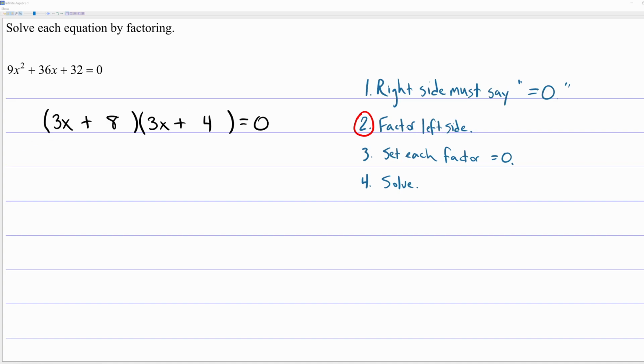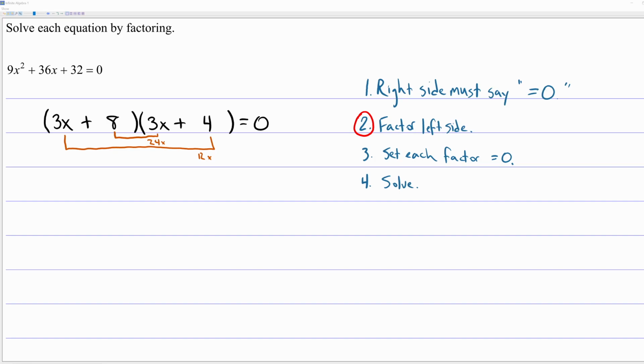But remember from a prior video, you do have to test the outside and the inside. 3x times 4, that's 12x. 8 times 3x, that's 24x. 24x and 12x, that is 36x. So we know that we factored this correctly.